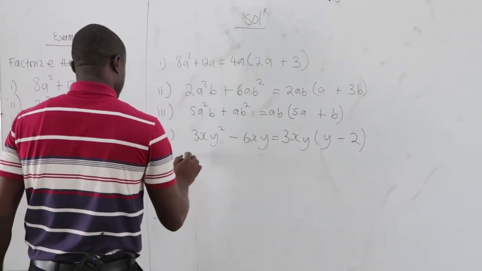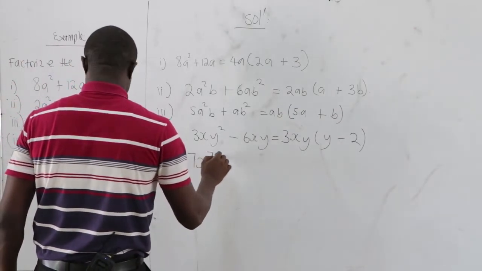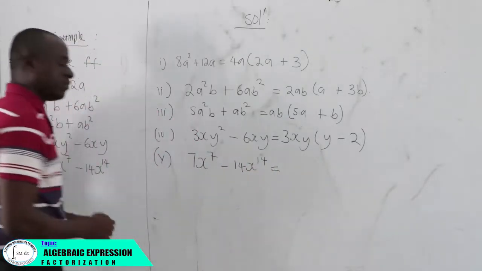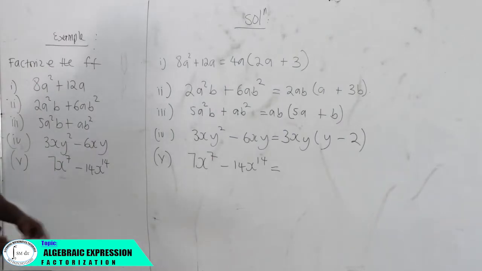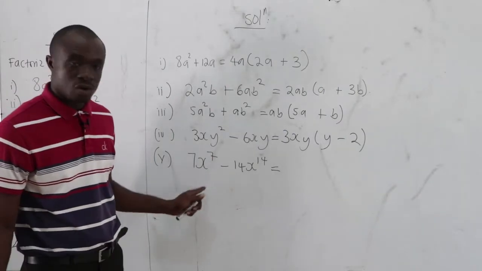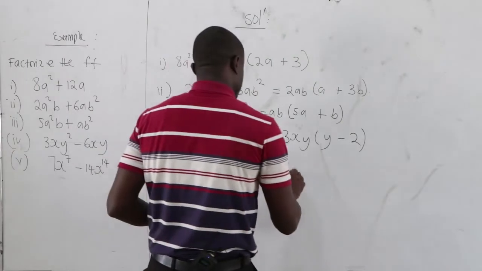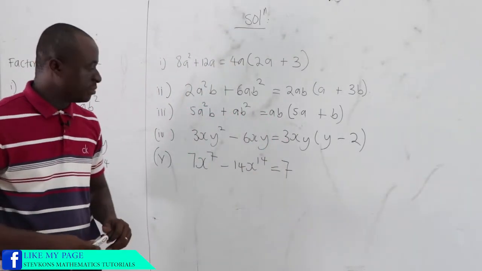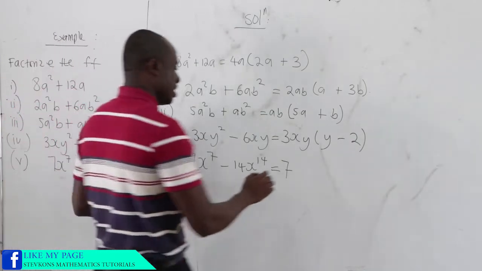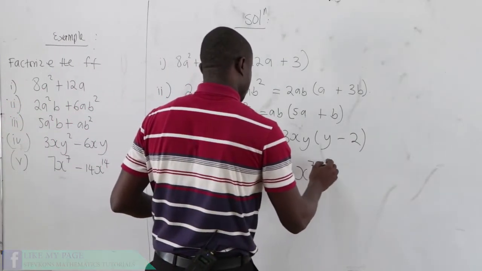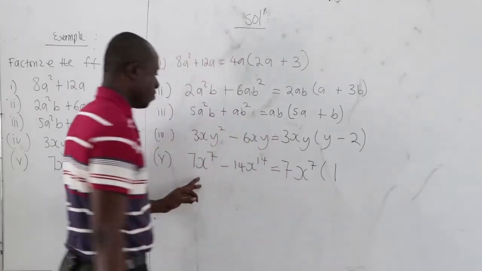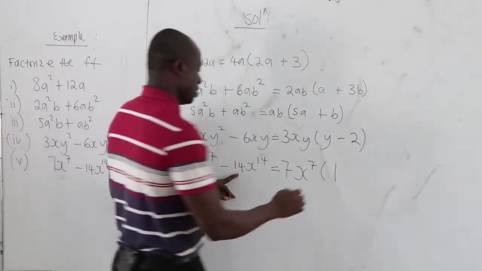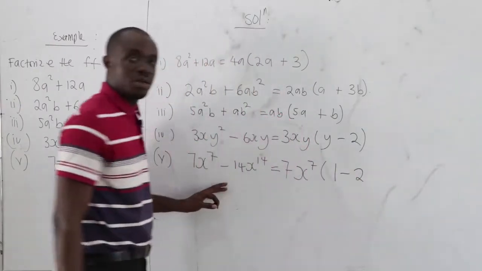Now let's see, we have 7x to the power 7 minus 14x to the power 14. We can see that 7 is common, so 7 would come out. Now here we have x to the power 7, we have x to the power 14, so clearly x to the power 7 can come out. What is remaining here? 1. This time this will give me this. Now 7 times what will give us 14, so 7 times 2 will give us 14.